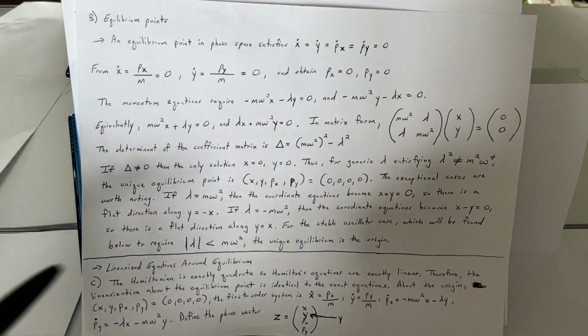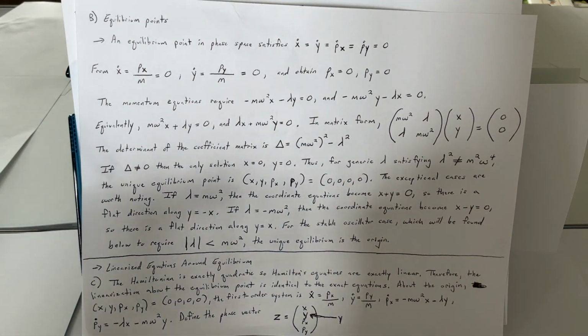Okay, so linearize the equations around the equilibrium. The Hamiltonian is exactly quadratic, so Hamilton's equations are exactly linear. Therefore, the linearization about the equilibrium point is identical to the exact equations, and about the origin, x, y, p sub x, p sub y equals 0, 0, 0, 0.